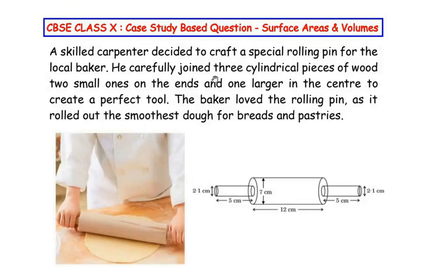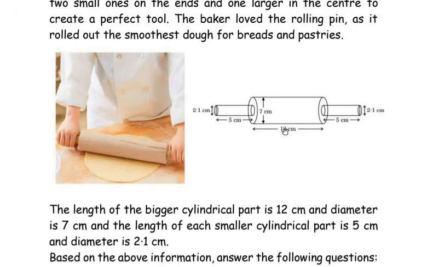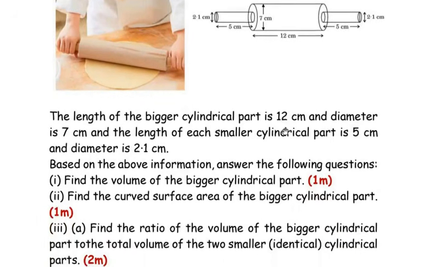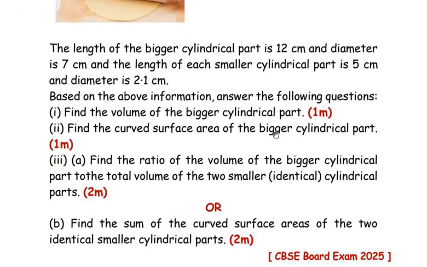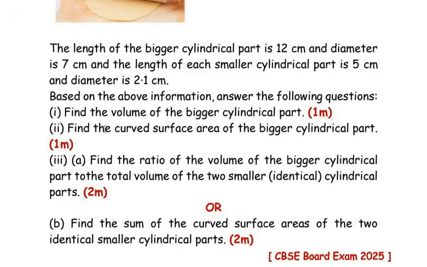In this video we are going to solve a case study based question from surface areas and volumes chapter which had appeared in CBSE board exam 2025. Now this question has 3 sub-questions. The first and the second sub-questions are for 1 mark and the third sub-question is for 2 marks and it has an OR question as well. That is, either you can attempt the A question or the B one. So let us start with the first sub-question now.